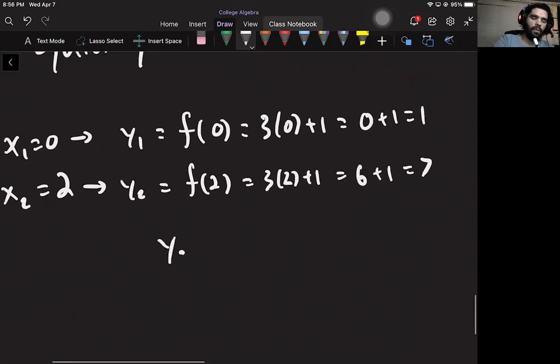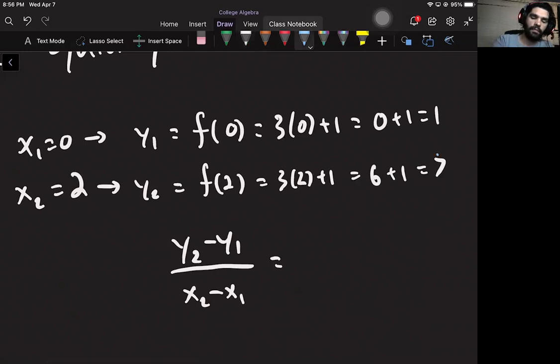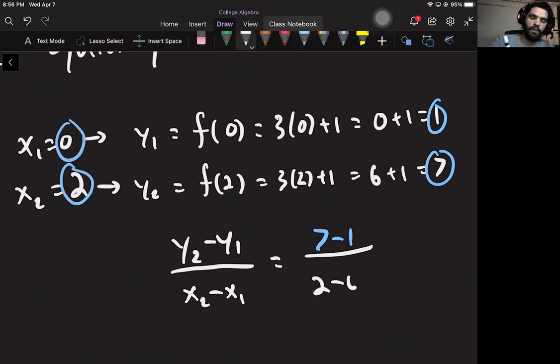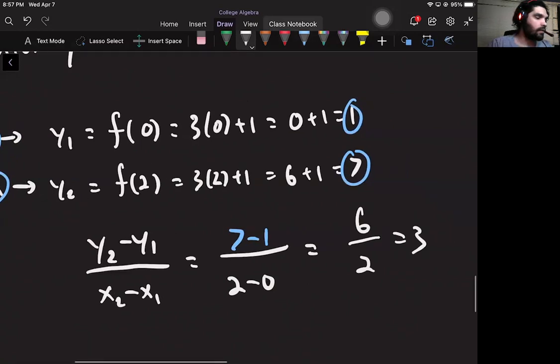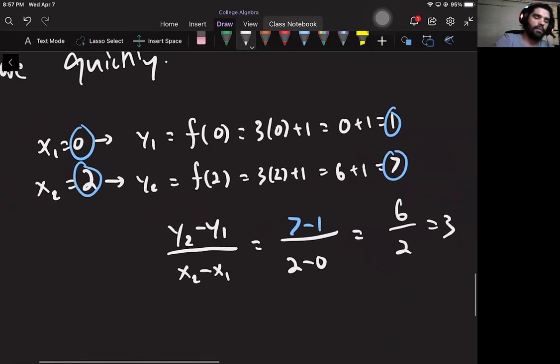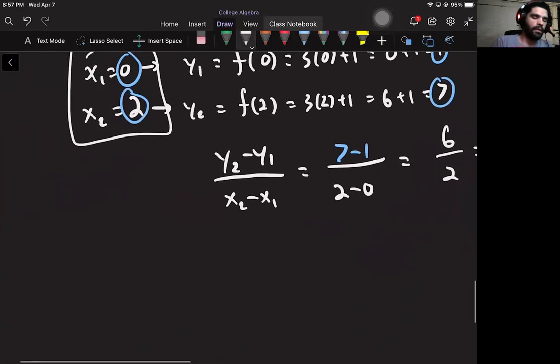Now if I do y2 minus y1, that's my change in y. I divide that by x2 minus x1, that's my change in x. So I'm doing y2 minus y1, 7 minus 1, over x2 minus x1, 2 minus 0. I better get 3 again, and I will, because on the top I'll get 6, and on the bottom I'll get 2. 6 divided by 2 is in fact 3. So it works, and it will work no matter what two numbers you start with. That's the property that linear functions have.